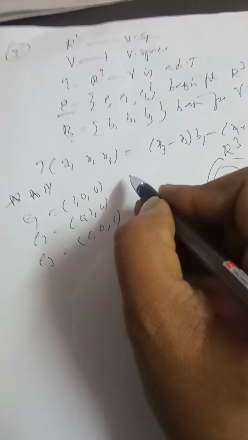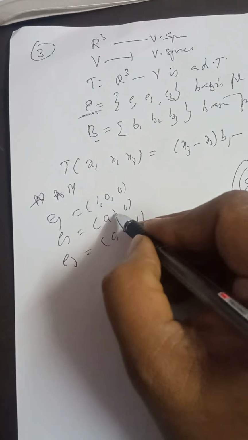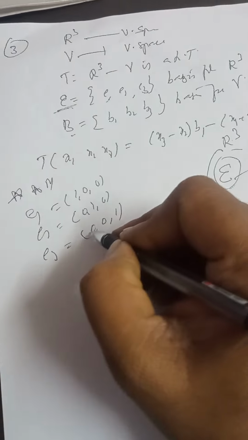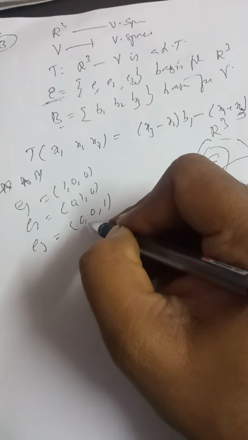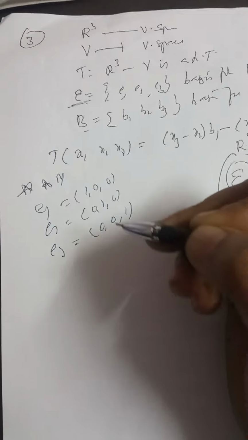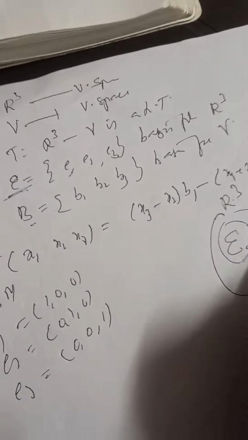If it is R to the power 4, then how to write? E1 is equal to 1, 0, 0, and another 0 you will get. E2 is equal to 0, 1, 0, 0. E3 is equal to 0, 0, 1, 0. And again you will get E4, 0, 0, 0, 1. Right? That is a 4-tuple.